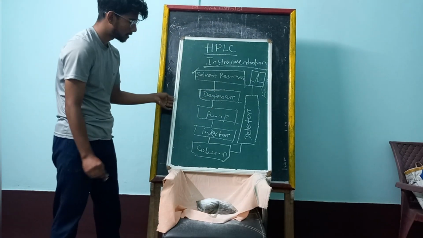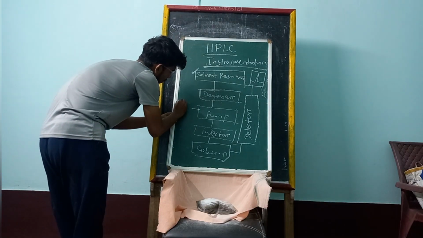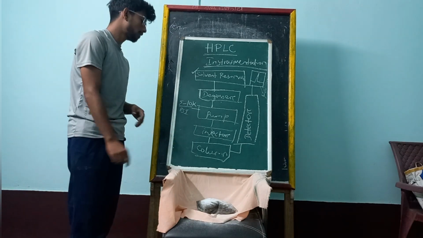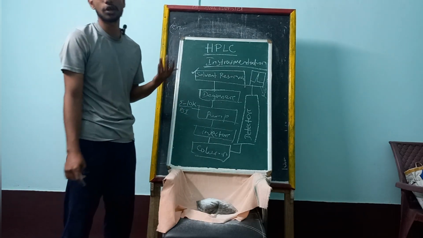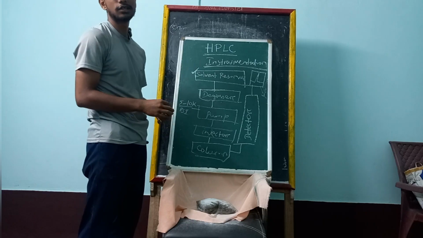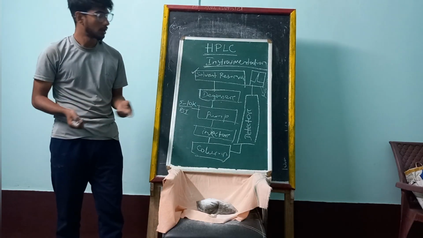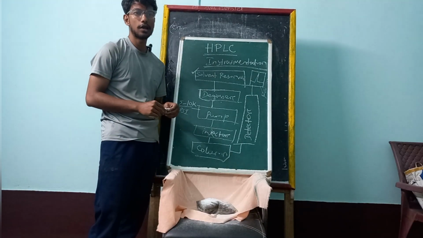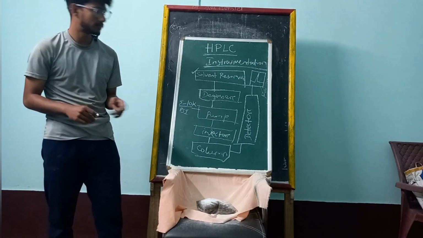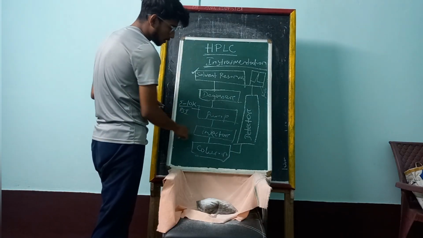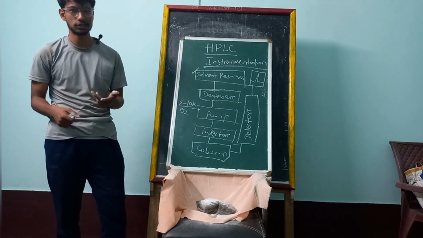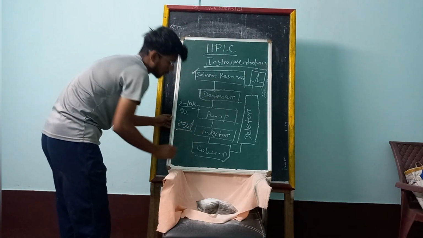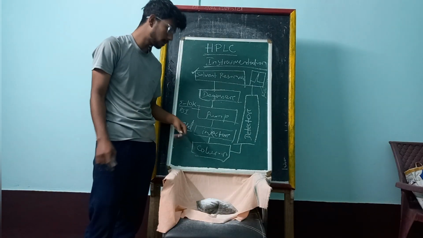Then the pump provides a pressure of around 5,000 to 10,000 psi, that is force per square inch, and it provides that much pressure for better separation in a short time. The injector is of two or three types: septum injector, septumless injector, and autosampler. In industries, mostly autosamplers are used, and in academic sessions, septum injectors are used. Injection is mostly done through a Rheodyne injector or a Hamilton syringe, which has a capacity of about 20 microliters. We inject about 20 microliters.